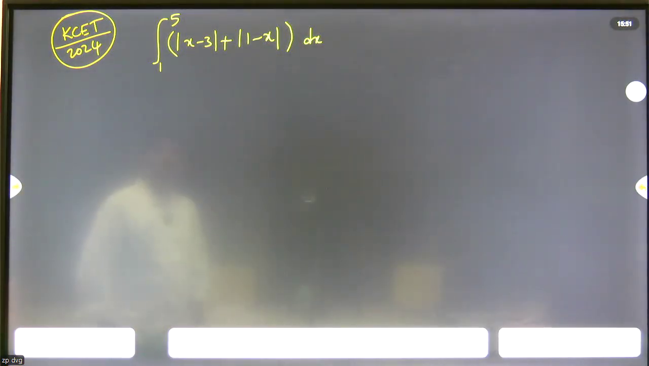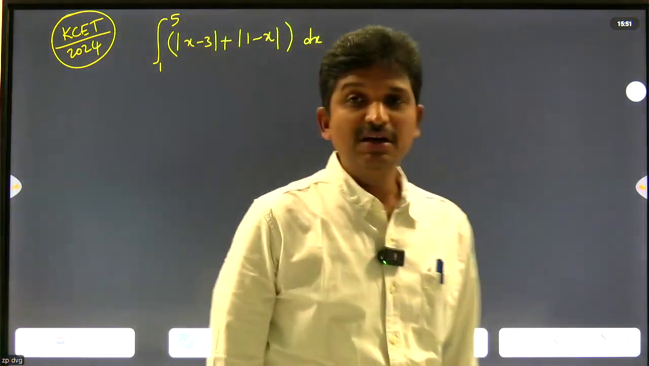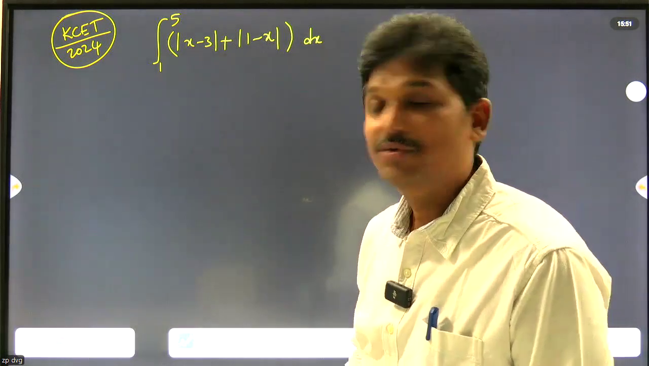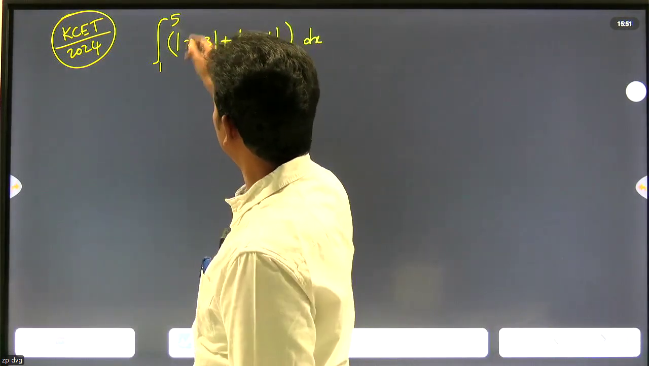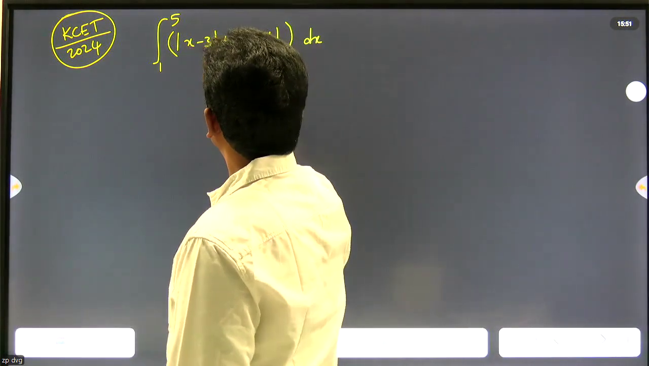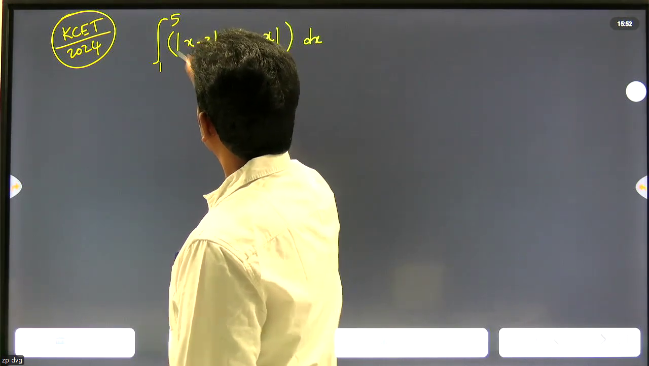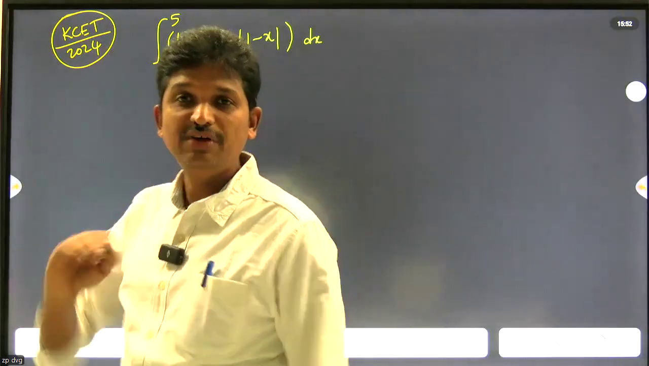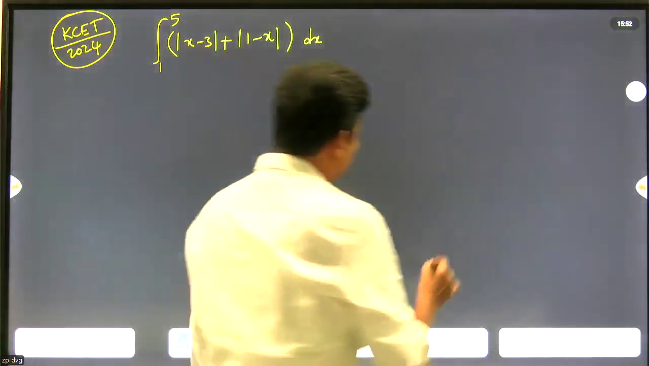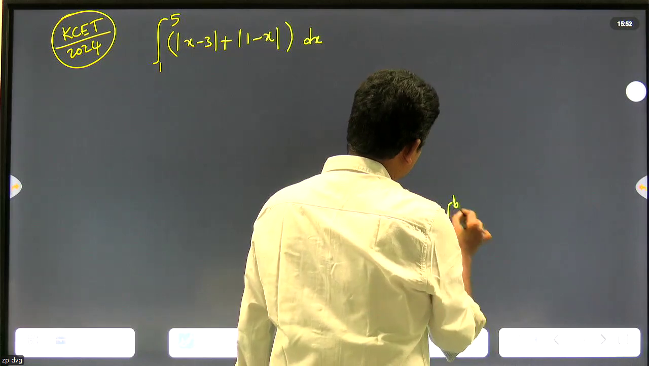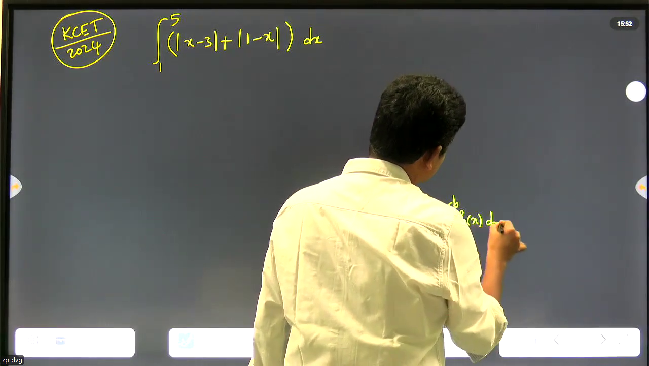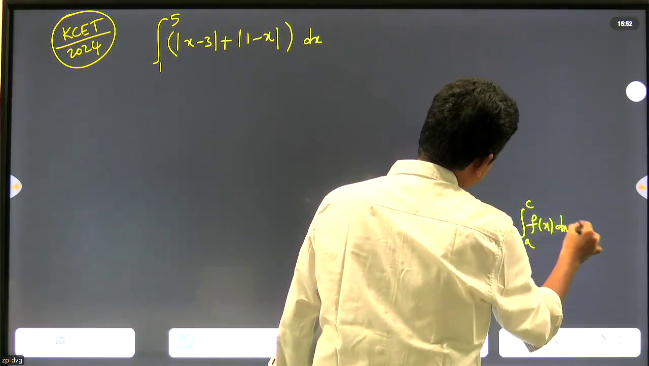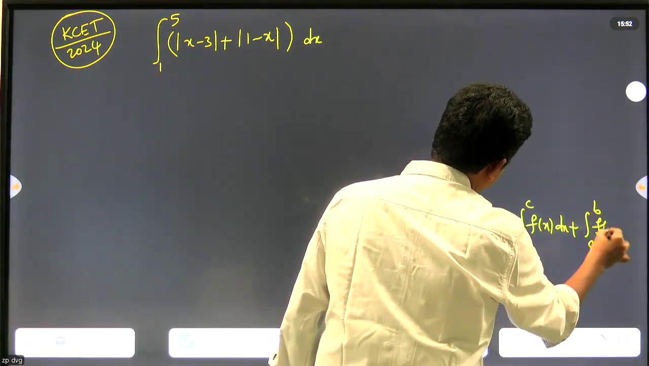Right. If we do this problem in regular method, it takes easily 5 to 10 minutes time, right? We'll identify in between 1 and 5, 3 is there. We'll check where this x minus 3 is positive, where this 1 minus x is positive, and we'll split the integral. That formula is there, no? Integral of a to b f of x dx, that we write as a to c f of x dx plus integral of c to b f of x dx.